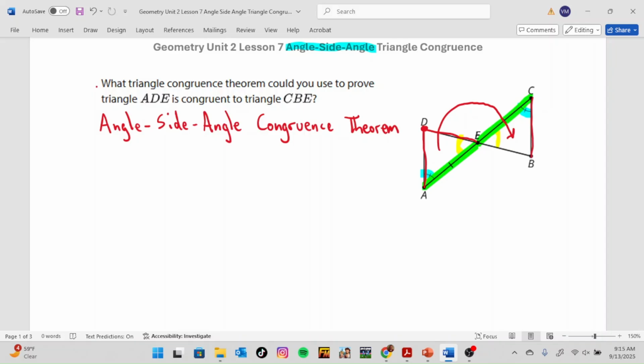This line must intersect this line at B, and B and D are going to be congruent to each other. Therefore, the triangles will be congruent to each other.